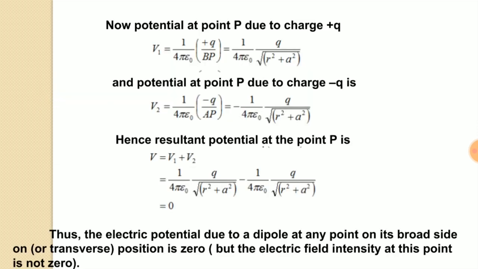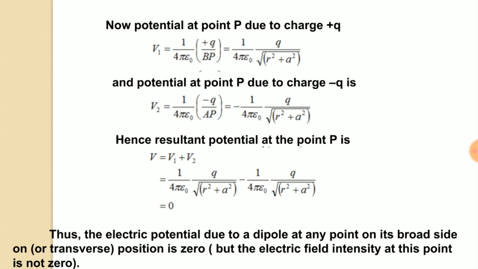So now the potential at point P due to plus Q charge, V1, is equal to 1 upon 4 pi epsilon naught plus Q upon BP, which is equal to 1 upon 4 pi epsilon naught Q upon under root r square plus a square. And the potential at point P due to charge minus Q is V2, equal to 1 upon 4 pi epsilon naught minus Q upon AP. So we put here the value of AP and we get minus 1 upon 4 pi epsilon naught Q upon under root r square plus a square.